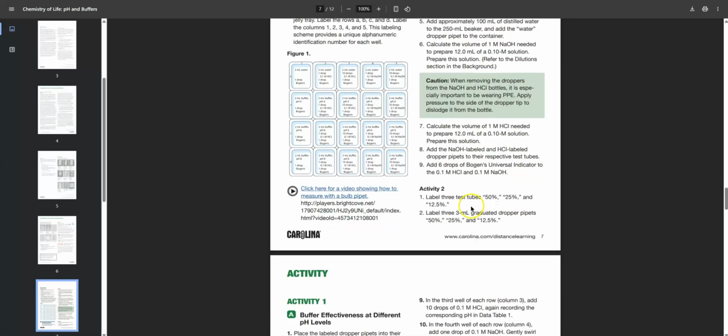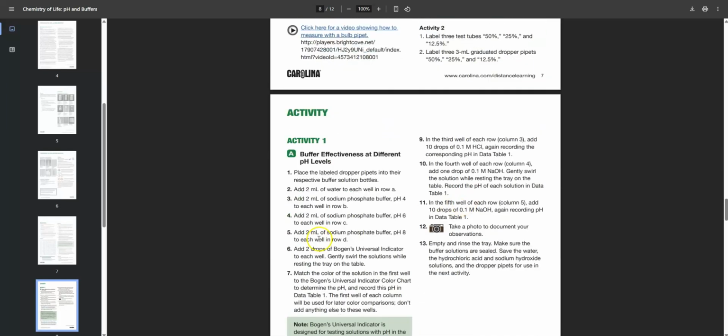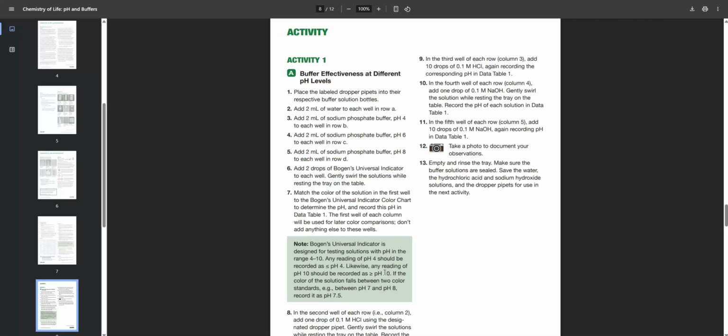Activity 2 is going to be using test tubes. You are basically just looking at buffer solutions in each one. There's going to be an indicator and colors that go into the wells.